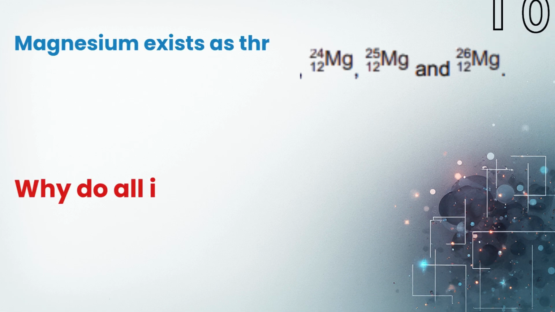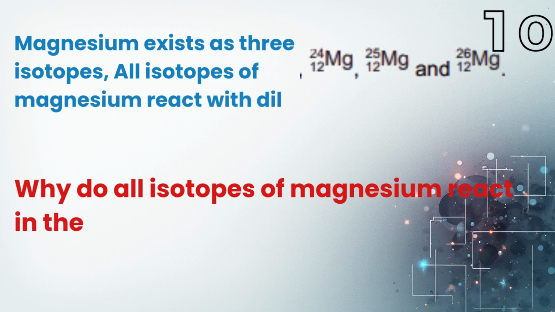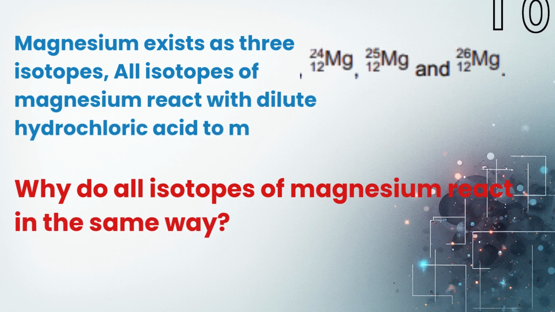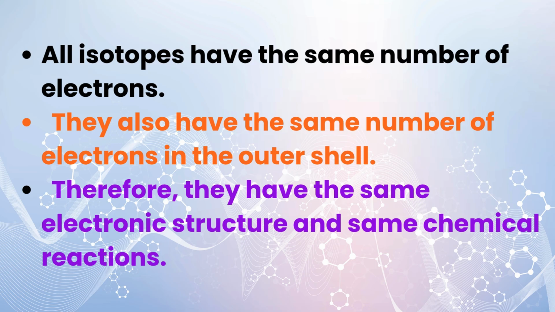Magnesium exists as 3 isotopes. All isotopes of magnesium react with dilute hydrochloric acid to make hydrogen and a salt. Why do all isotopes of magnesium react in the same way? All isotopes of magnesium have the same number of electrons, and the same number of electrons in the outer shell. That's why they react in the same way chemically.